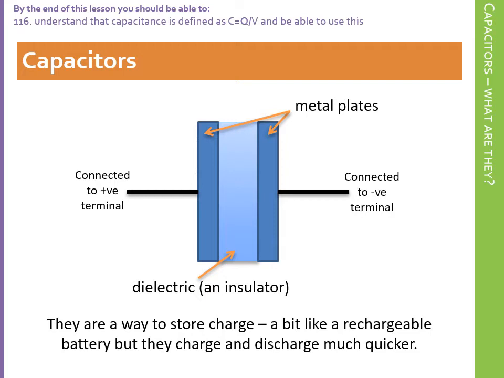So a dielectric medium is in between. This is basically an insulator which does not allow current to pass through it. And it could be glass or ceramic, plastic film, air or paper. So you can use any material which is an insulator and does not allow current to pass through it.